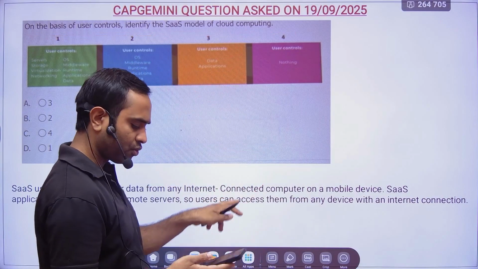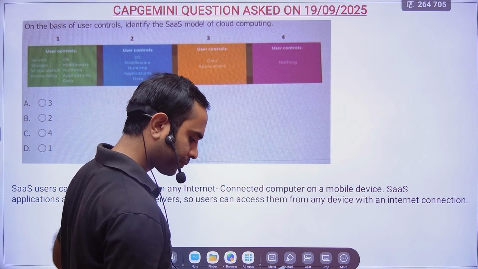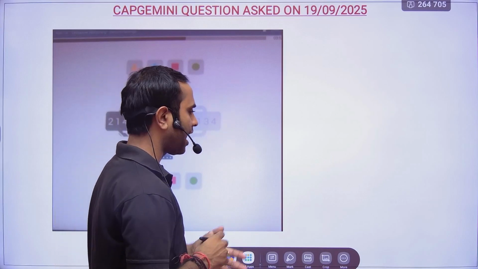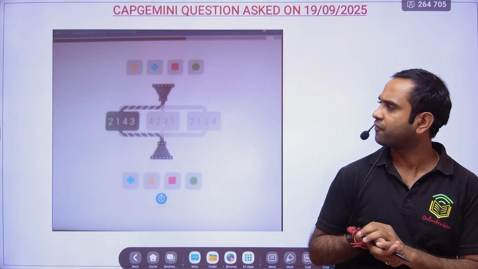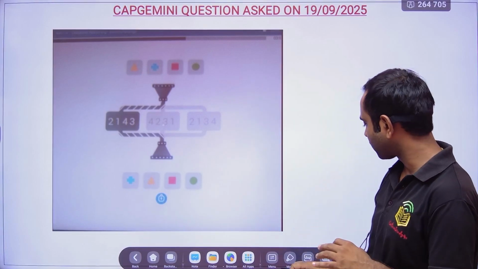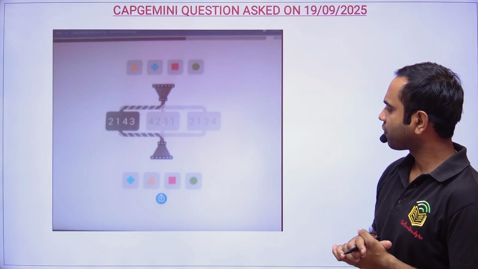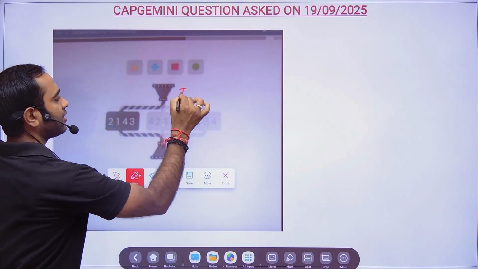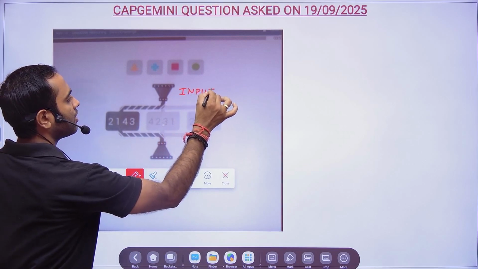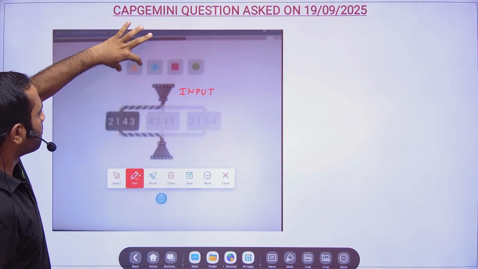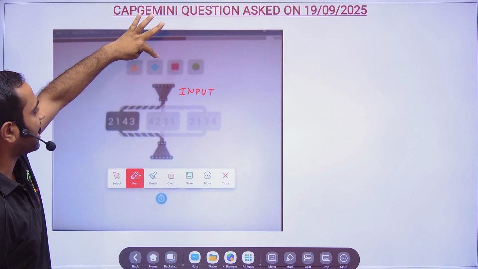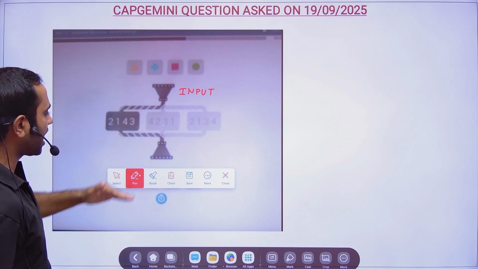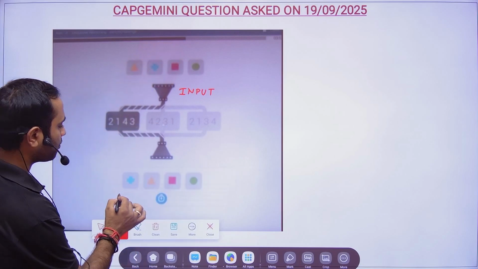Now friends, moving towards the game based problem. Next is a Capgemini question asked on 19th September 2025, and this is for the game based question. If you are able to see, this is basically your input. You are putting in this triangle, plus sign, then square and circle. And after that, you are getting an output like this.